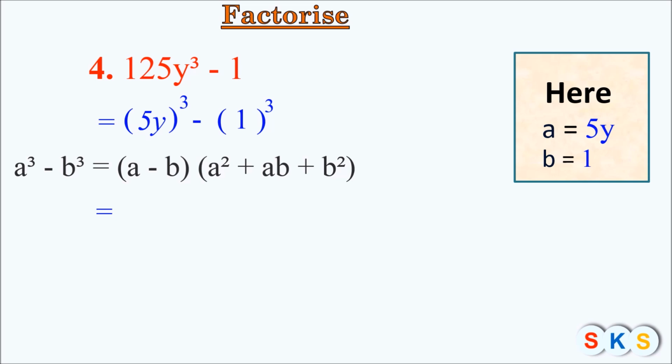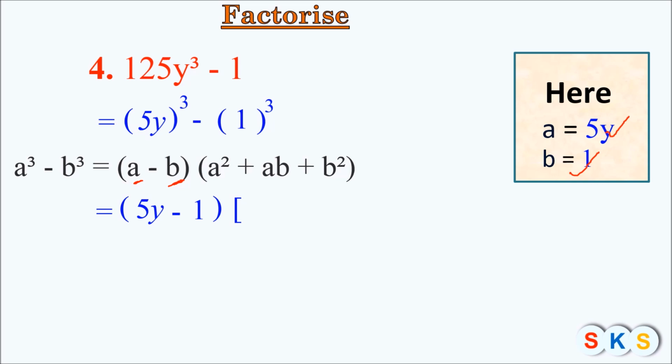So here the first term of the first bracket is a, so in place of a we will write 5y. You can see in the rectangular box the value of a is 5y, and the second term here is b, and the value of b is 1. So I'm going to replace a by 5y and b by 1. So let's see what we will get. We will get 5y minus 1, close the bracket.